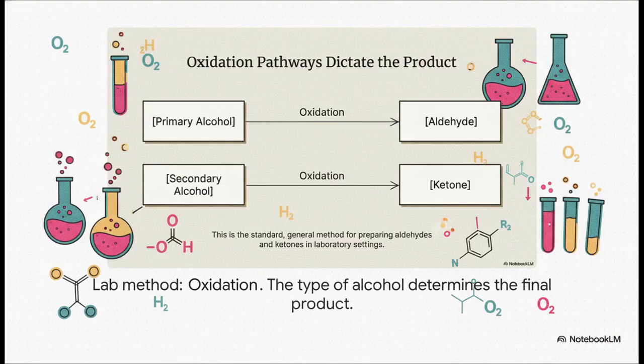In a typical lab, the go-to method is oxidation. And the rule here is just so straightforward and predictable, which is great. If you start with a primary alcohol, and that's just an alcohol where the carbon with the OH group is attached to only one other carbon, you oxidize it and you will get an aldehyde. Now, if you start with a secondary alcohol, its oxidation is going to give you a ketone every time.